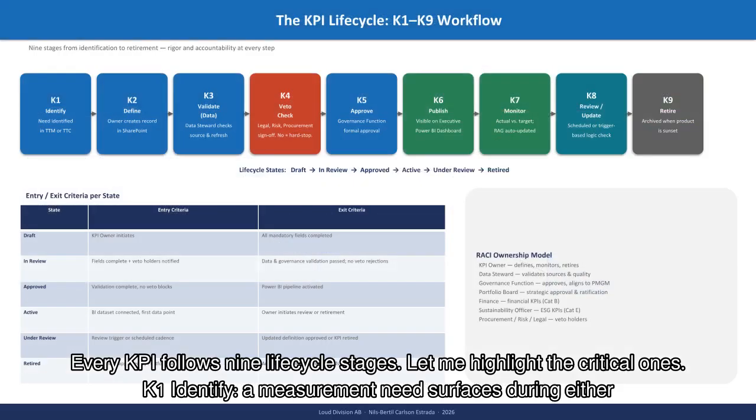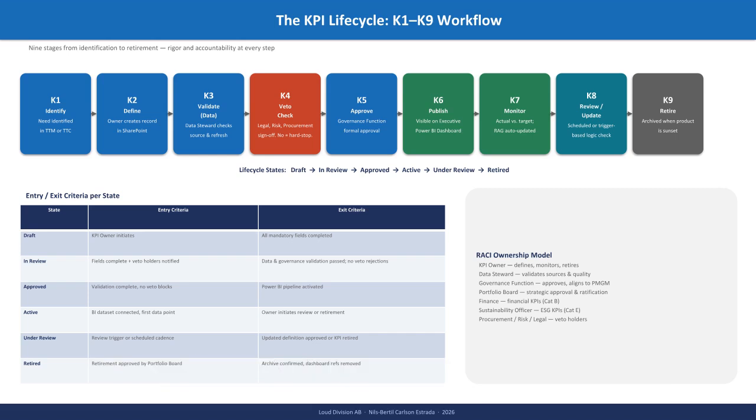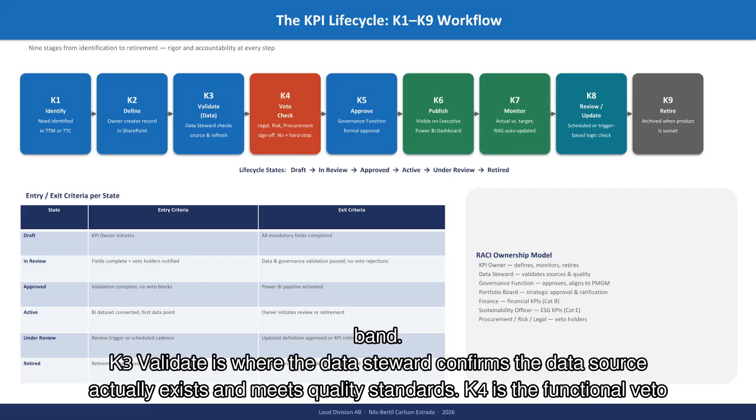Every KPI follows 9 lifecycle stages. Let me highlight the critical ones. K1 Identify. A measurement need surfaces during either development or sales. K2 Define. The owner creates a formal record in SharePoint with name, formula, data source, target, and tolerance band. K3 Validate is where the data steward confirms the data source actually exists and meets quality standards.